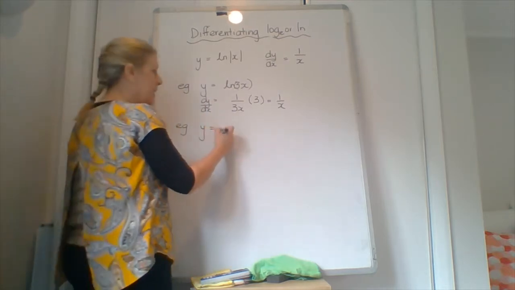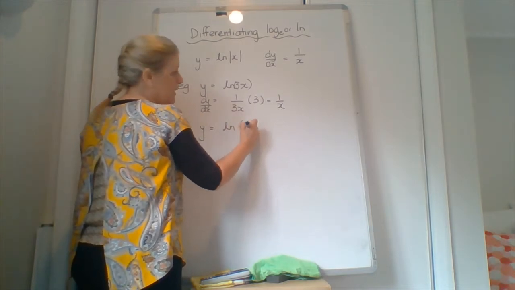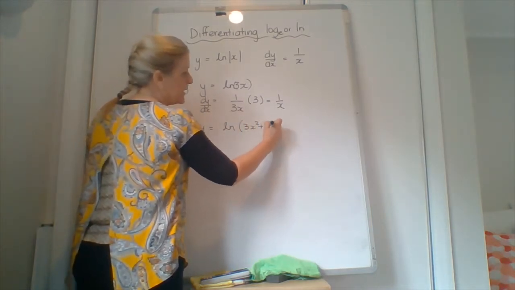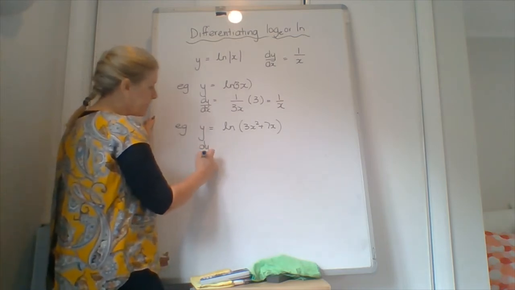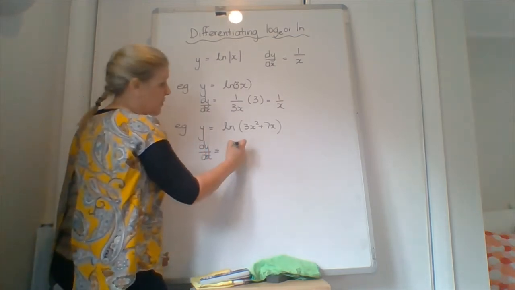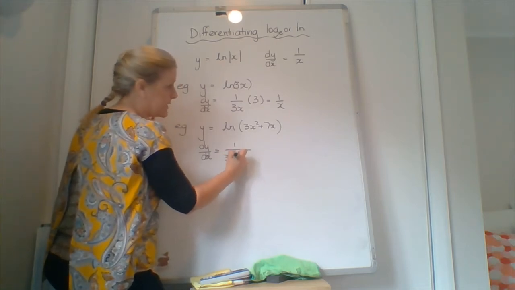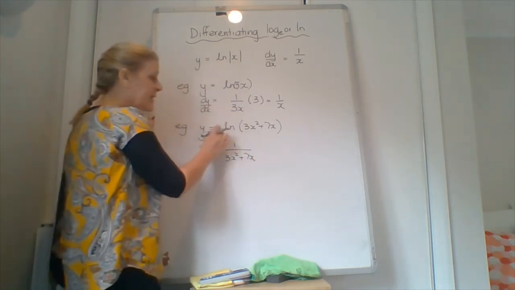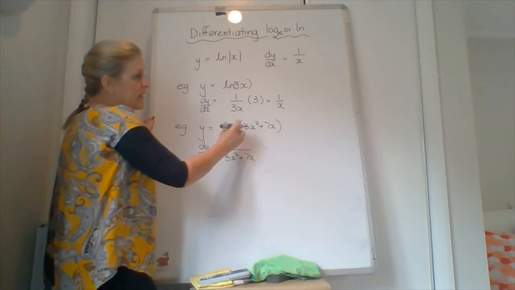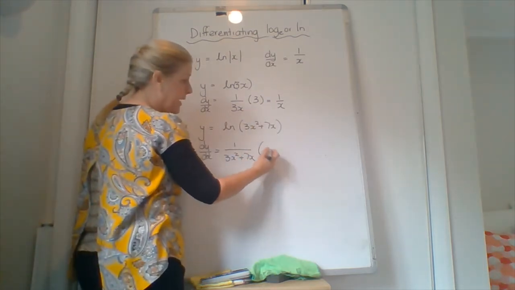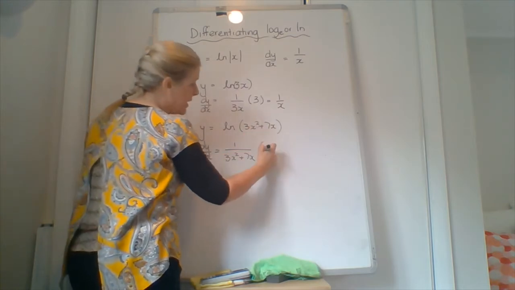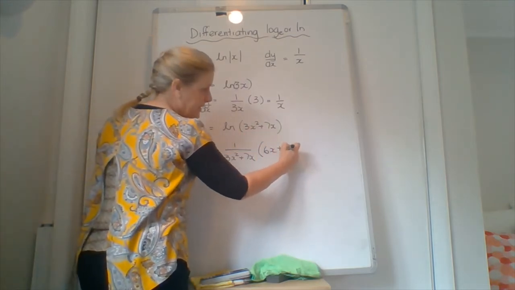So if we've got y equals ln of 3x squared plus 7x, then when we differentiate this, our first job is just to write 1 over that, 3x squared plus 7x. That differentiates the ln. Now we have to worry about what's inside. So we multiply by 6x plus 7.